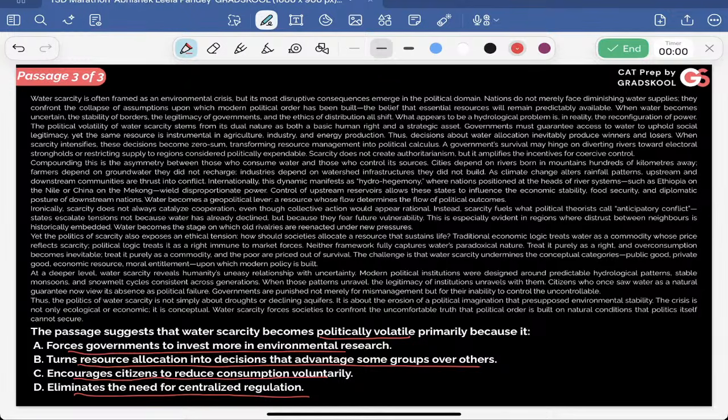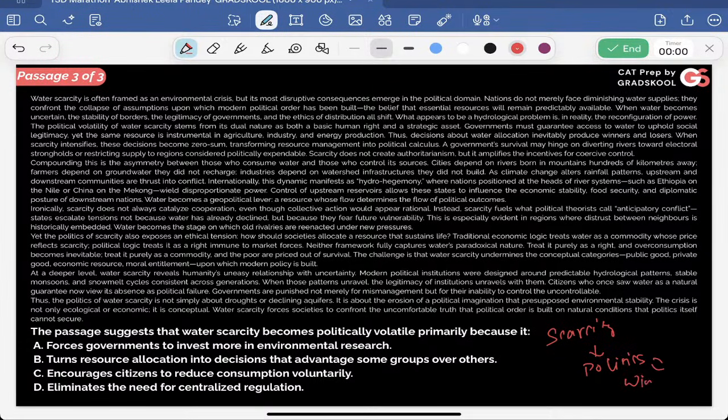The passage suggests that water scarcity becomes politically volatile primarily because of what? So first is scarcity. It becomes volatile because first there is scarcity. Then comes the politics. Then comes the question of who wins and who loses. And then comes the volatility. So primarily because of what? Scarcity, politics, this or this.